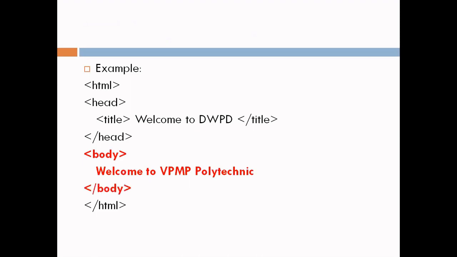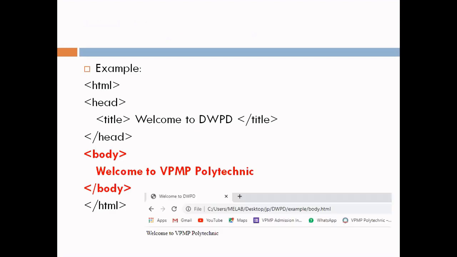Now the output of this example will be like this. Here I have written welcome to VPMB Polytechnic inside a body tag, so it must be displayed over here. Whatever is written inside a body tag will be displayed here. And here I have written a title, so the title must be displayed here. Okay, so title here and body here. By this way we can use a body tag in our web page.